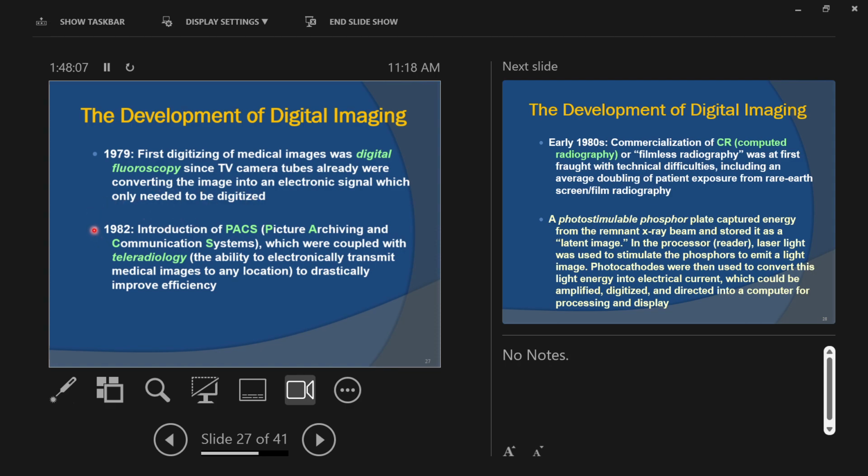1982, we get the introduction of something called PACS. We use PACS today. PACS stands for Picture Archiving and Communications Systems. PACS is all of the computers that are used to view, store, edit, transmit your images. So your X-ray room computer, that's part of PACS. Your doctor's viewing station is part of PACS. Any servers that store your images or transmit your images, that's part of PACS. Basically, PACS is a big system.